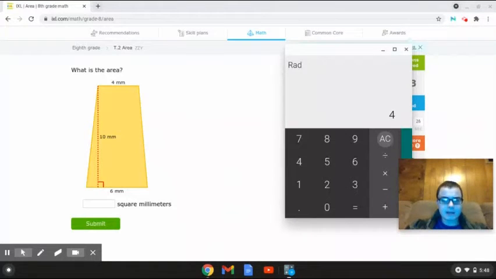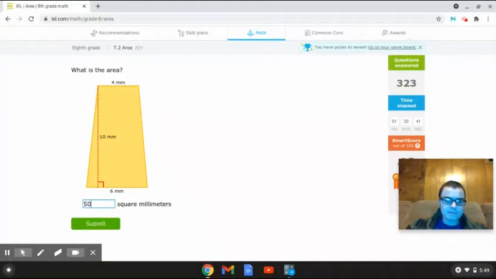So first we're going to take 4 plus 6, which is 10, and then we're going to divide this answer by 2. That will give us 5. And then we're going to multiply this answer, which is 5, times 10, and that will give us 50. So the area for this trapezoid is 50 square millimeters. And that is how to solve this problem. So let's hop on to another one.